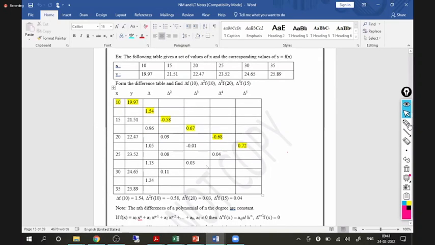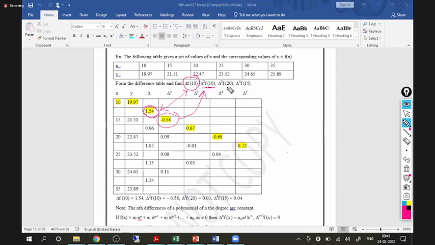You'll observe the values we are interested in. We are interested in delta f of 10. So where is f of 10 first? This is f of 10, and delta f of 10 is here. Got it? So we can write delta f of 10 is equal to 1.54 directly. Then delta square f of 10: this is f of 10, delta f of 10, delta square f of 10, so this answer is also for delta square.